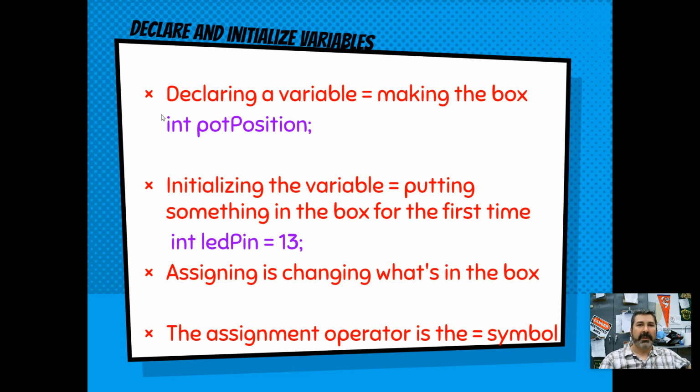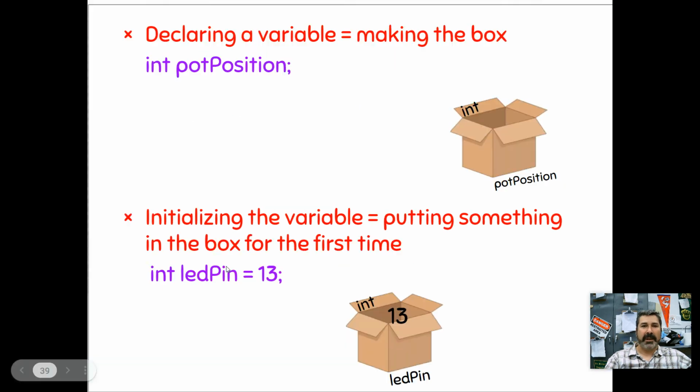So this one, we're declaring a variable, int potPosition. This one, we're declaring a variable, int ledPin, and then we're also initializing it. We're assigning or putting something into it for the first time. Okay? So add this to it. We already wrote this. Now you're going to add this to it, and you're going to add this to it. Okay? So let's talk about it more.